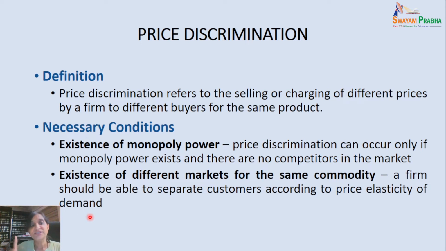Right? So the first condition we have said is there should be existence of monopoly power, that is, no close substitute should be there, no close competitors should be there to this firm. Second, we are saying there should be existence of different markets for the same commodity, that is, the firm should be able to segment, divide these markets on the basis of the price elasticity of demand.